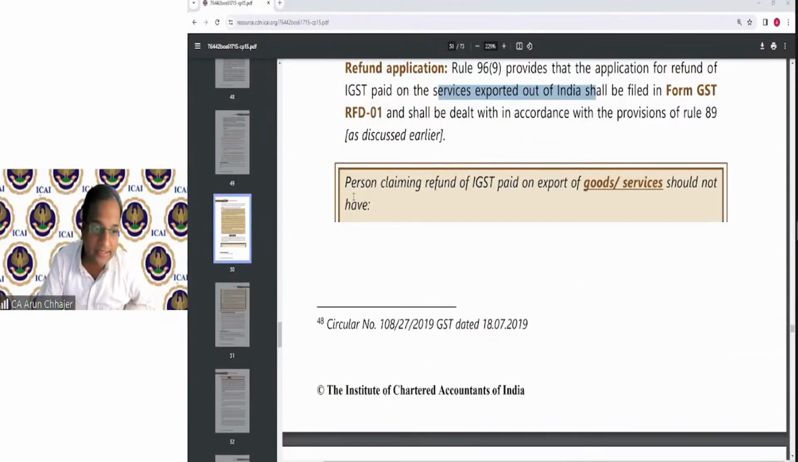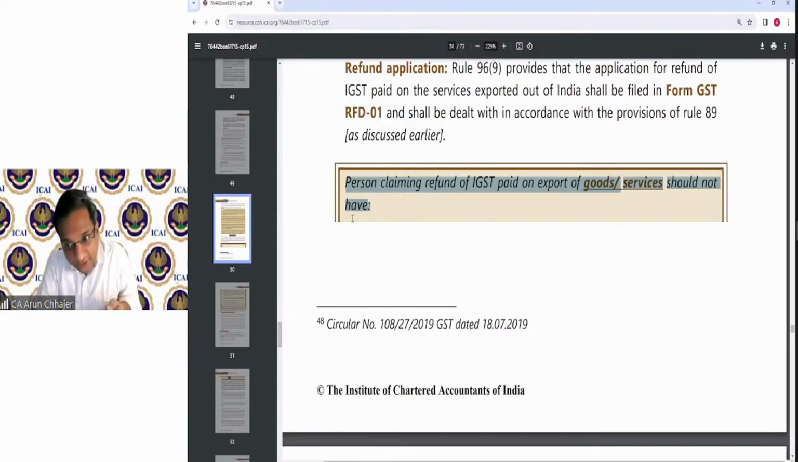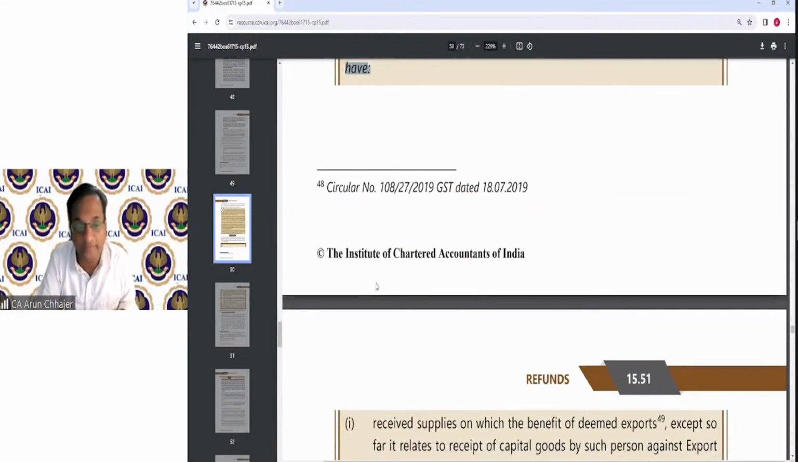Again, I can say, Rule 96(10). I have told you that if you have inward supply under these concessional tax rate notifications or that customs notification, then you cannot export on payment of IGST compulsorily. It should be under LUT. Okay.